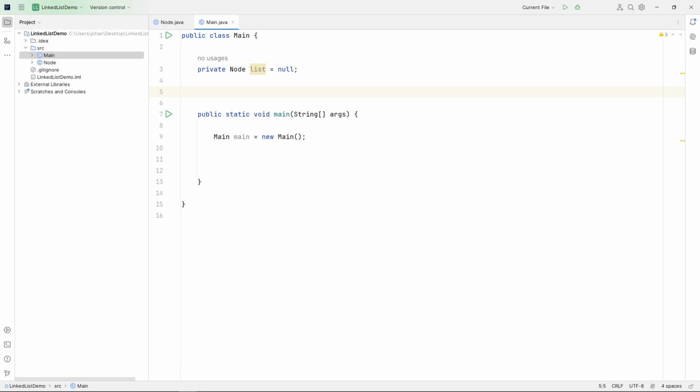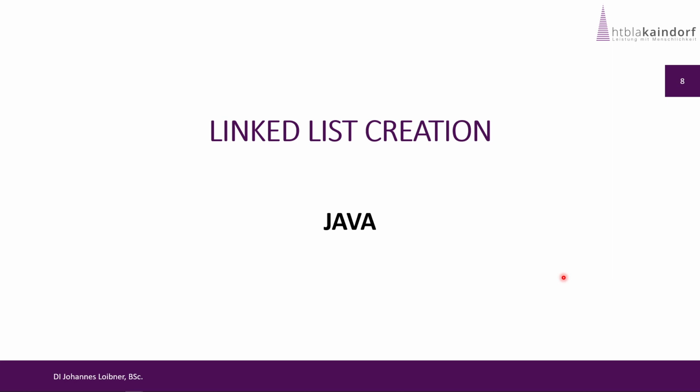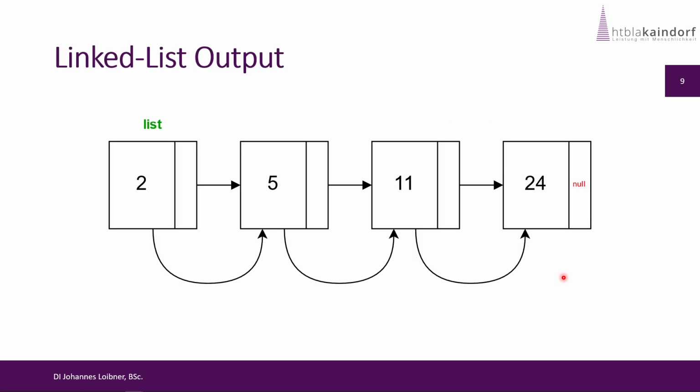Okay. So let's head back to our presentation here and see how we can output our list. So this is the setup that we have right now. We have our head element, which is called list here. And we want to create a list that has 4 nodes. The first node with the data of 2, second 5, the third 11, and the fourth 24. Good. The question is, how can we print all the elements?